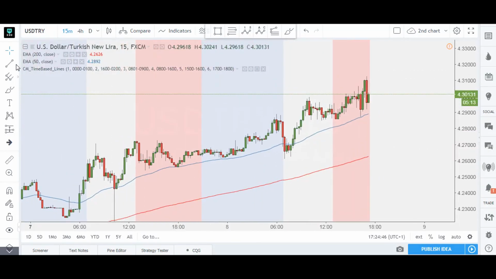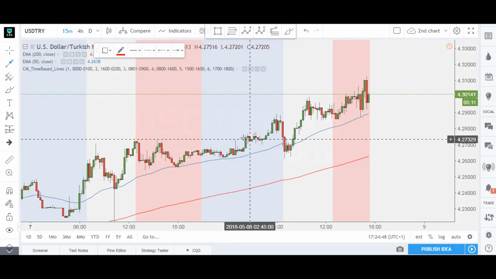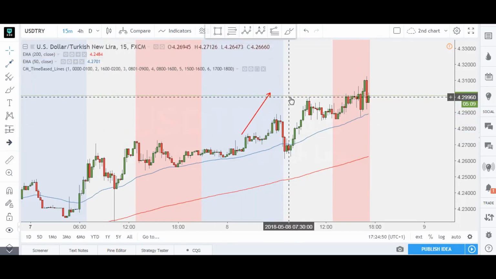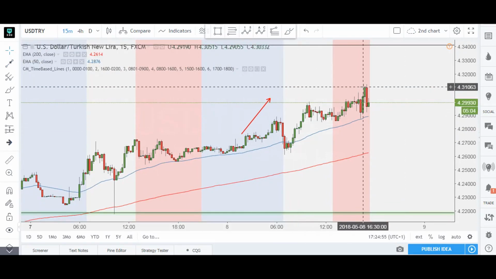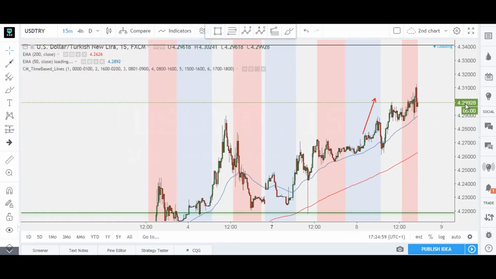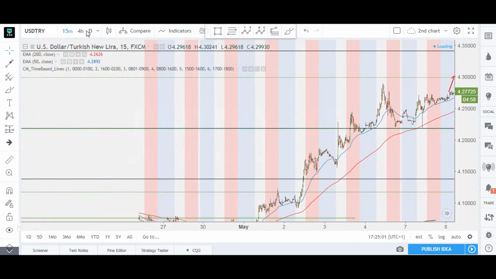This is another confirmation from the USD Turkish Lira that we have USD strength. This pair is currently on all-time highs, okay? It's creating all-time highs, and it reached my target that I had for it.